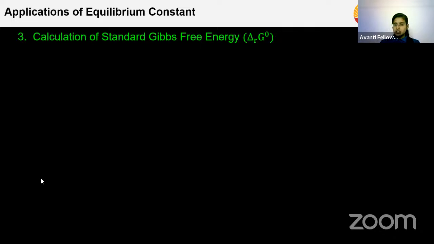All right. Now moving ahead with the third application, we can calculate the standard Gibbs free energy for any type of reaction from the KEQ value. We have already studied the relationship, right? If our reactant is in equilibrium with the product, delta G naught will be equal to minus 2.303 into RT into log of KEQ. We have already studied this relation in the thermodynamics lesson. Standard Gibbs free energy can be calculated using the equilibrium constant.